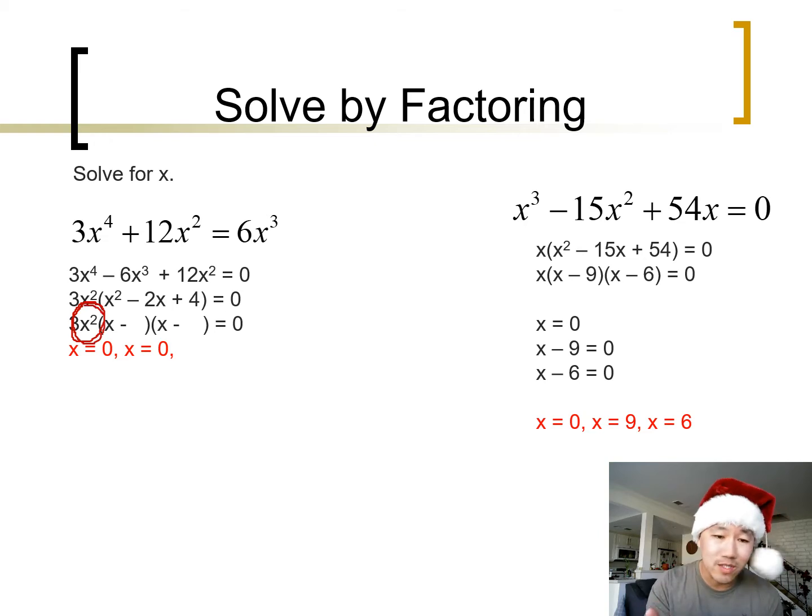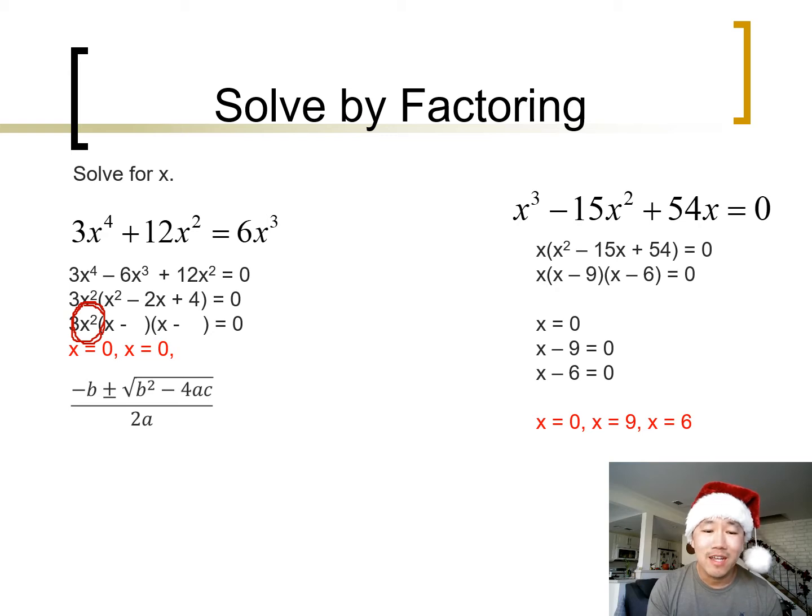When you set that equal to 0, you just get x equals 0, and you get it twice. So you can write x equals 0 twice, or you can just say x equals 0 with multiplicity of 2. We've learned about multiplicity as well. But then we need the other 2 answers. Remember, this one has 4 answers that we have to solve for. And so we have to take care of the other parentheses.